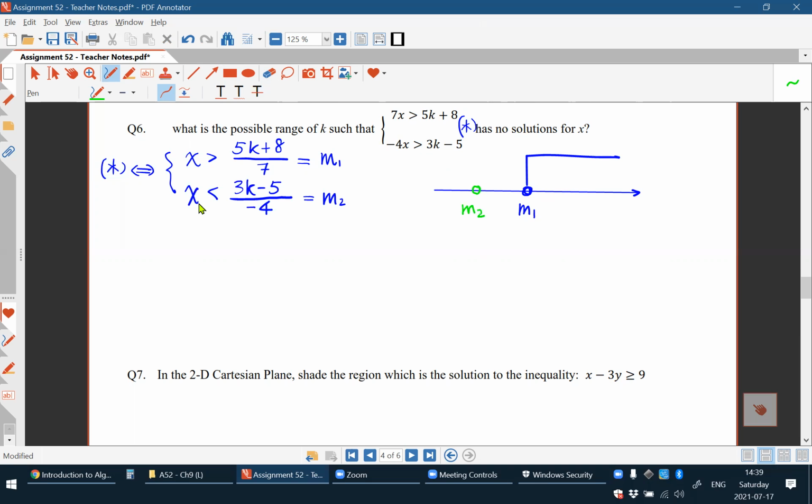In this case, according to the system, x should be smaller than M2. So x should be to the left of M2 here, right? And as you can see in the diagram, in this case, there is no overlapped area. That means there is no solution for x. So according to the analysis, we can see that if M1 is greater than M2, there is no solution for x.